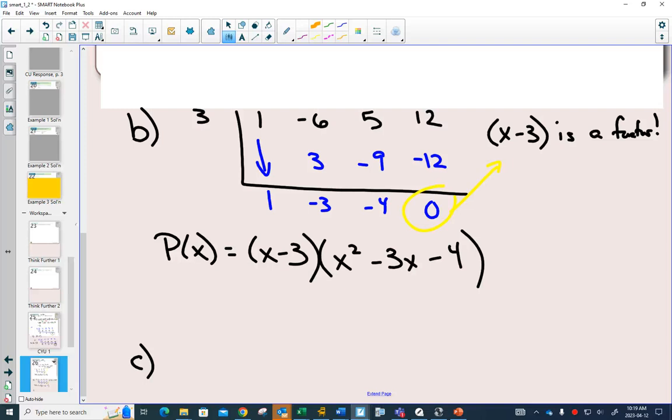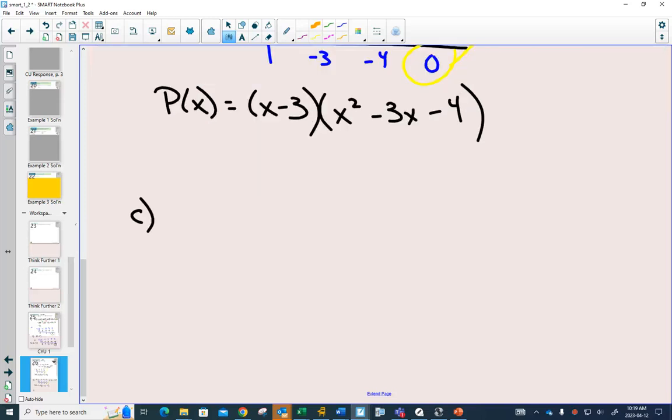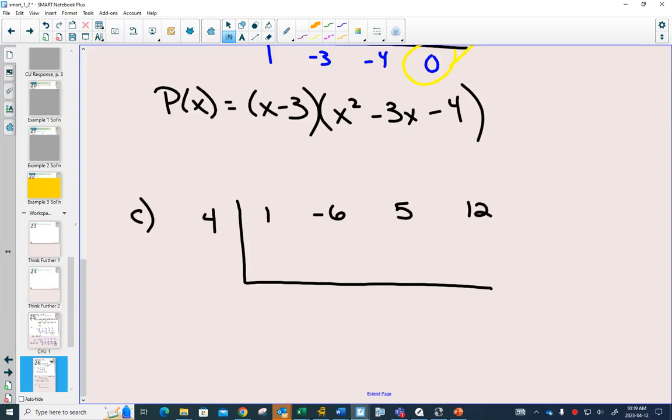Part C, we're dividing by x minus 4. So again, since that number is bigger, I would go to synthetic division. I'm dividing by x minus 4. This would be a 4 outside. 1, negative 6, 5, 12.